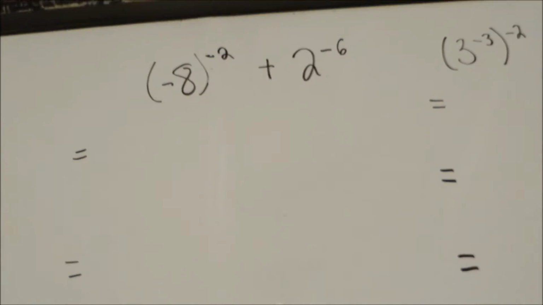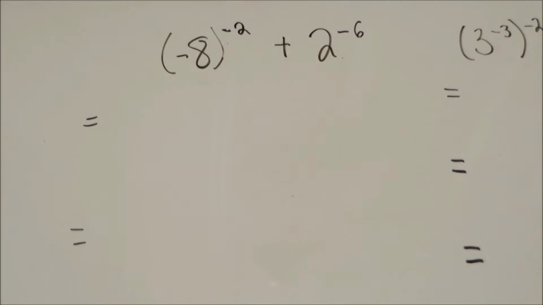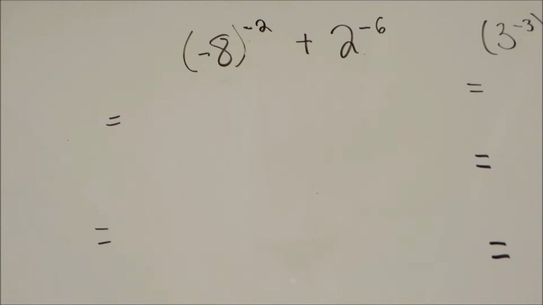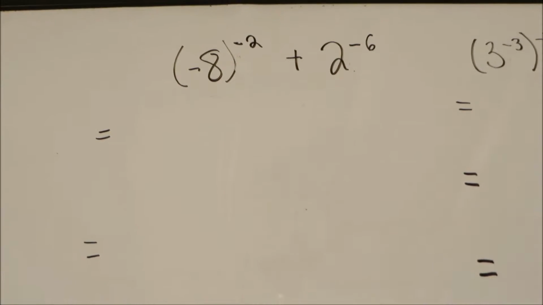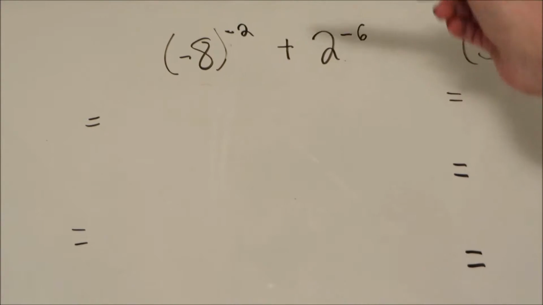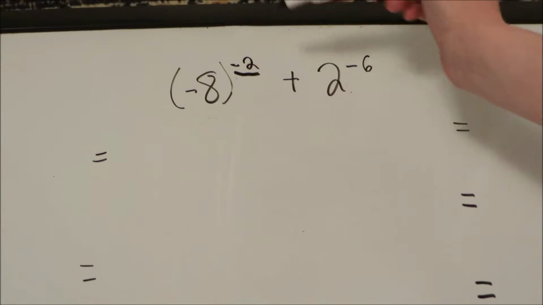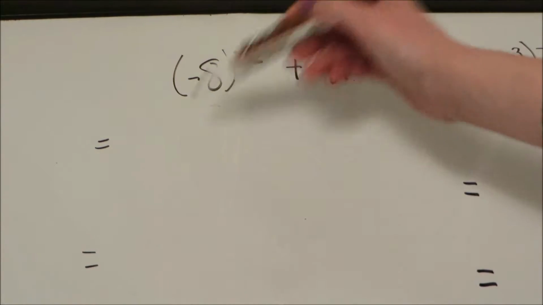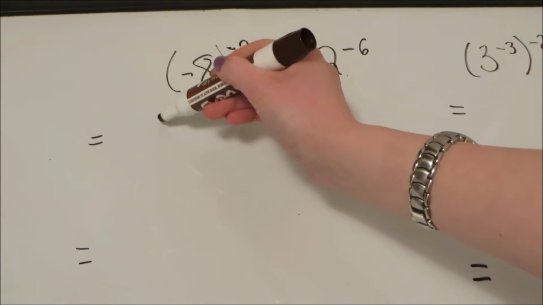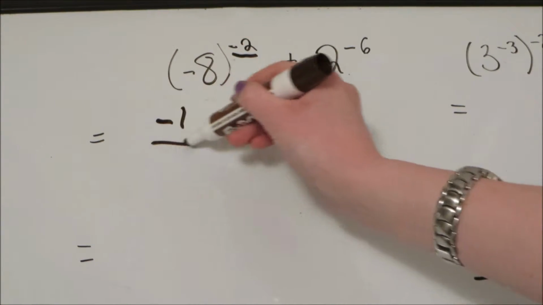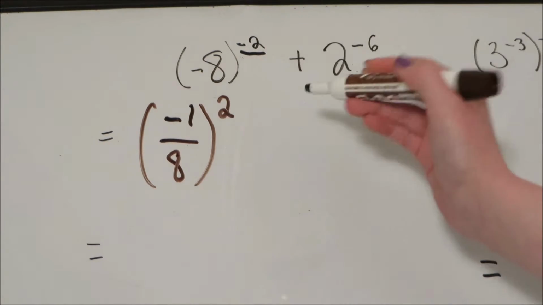We are going to be doing number 25 on page 473. Number 25 says, apply the exponent rules first, if possible, and then evaluate. So this is question A. The first thing that we want to do with any negative exponents is get rid of them. So in order to do that, you have to take the inverse. So now you're going to have negative 1 over 8 to the now positive 2.